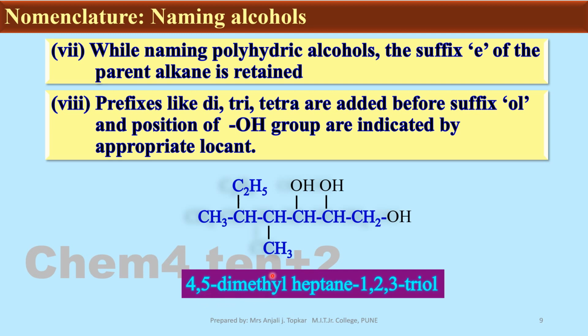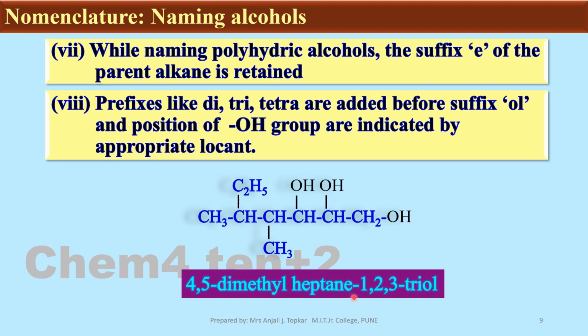4,5-dimethyl. To the 4th and 5th carbon atoms, 2 methyl groups are attached, so it is indicated by di. Di indicating 2. So dimethyl heptane 1, 2, 3 triol. Now here we do not have to replace E. It is to be left as it is. So when we have polyhydric alcohols, this E is to be left as it is.